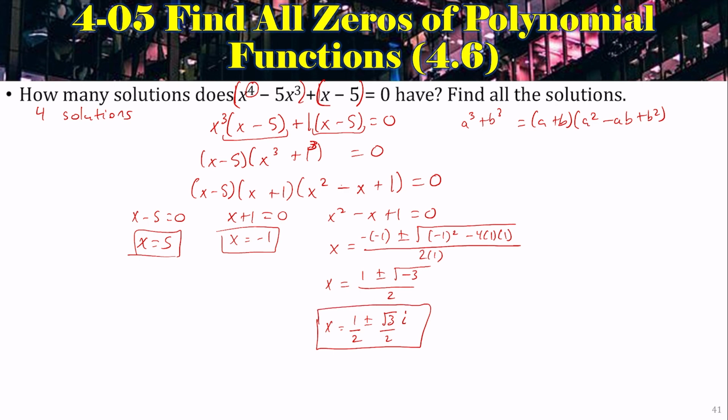And so there we have 4 answers. We have 5, negative 1, 1/2 plus the square root of 3 over 2 i, and 1/2 minus the square root of 3 over 2 i.